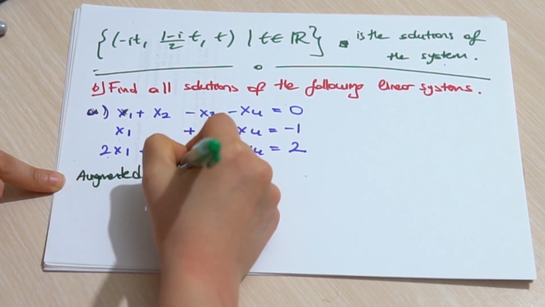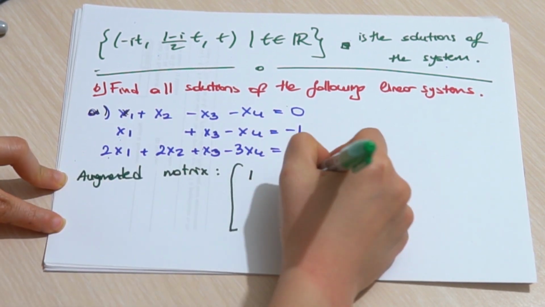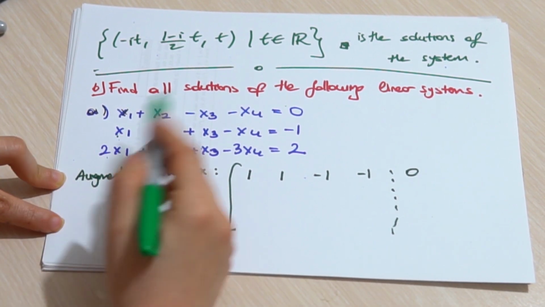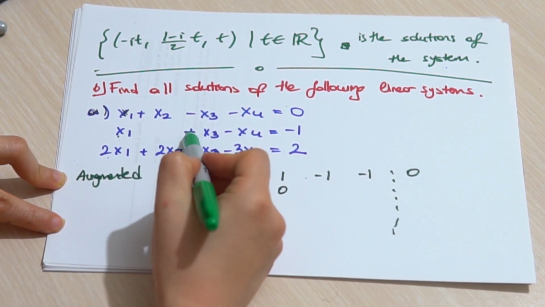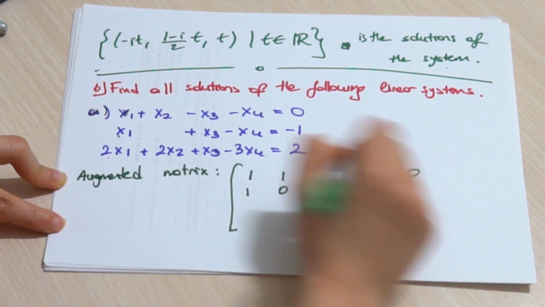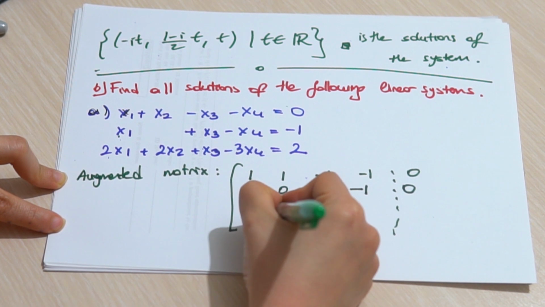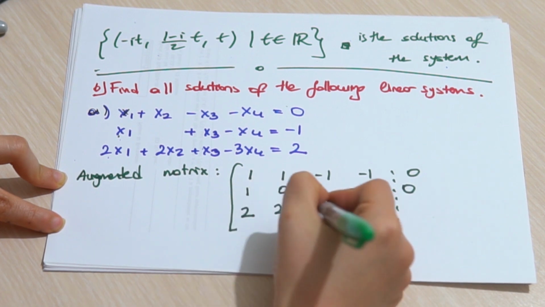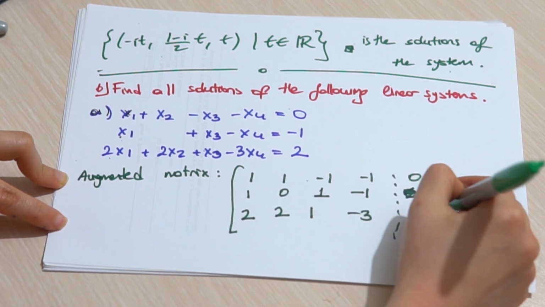The augmented matrix of this system will be: here we have 1, 1, minus 1, minus 1, and the solution is 0. And here we have 1, there is no x2, so we have 0. There is x3, there is 1, there is minus x4, so we have minus 1, and minus 1. In the third row, we will have 2, 2, 1, minus 1, and the solution is 2.